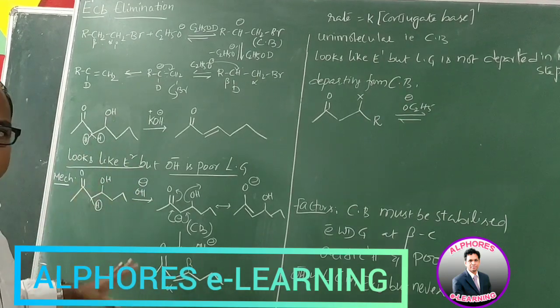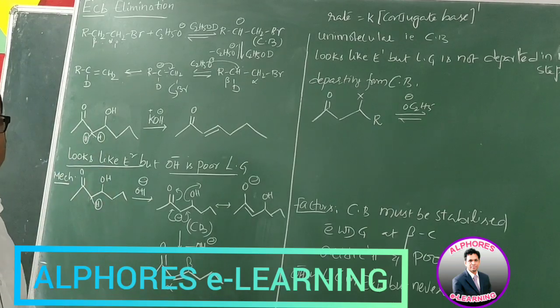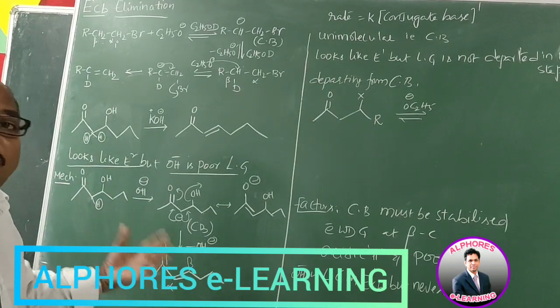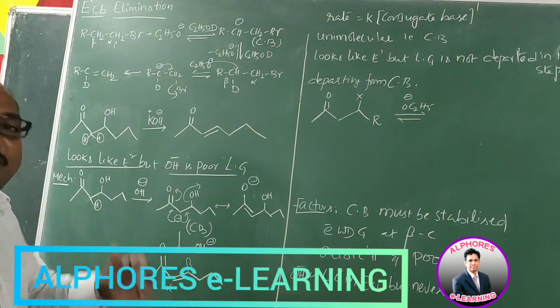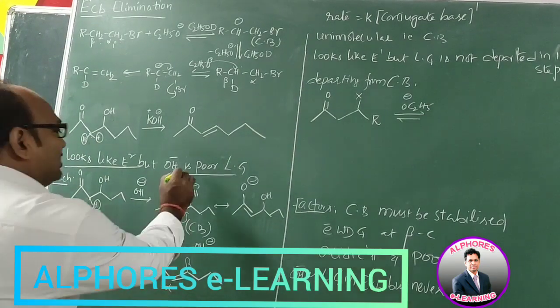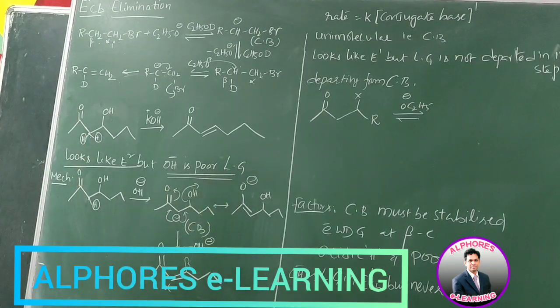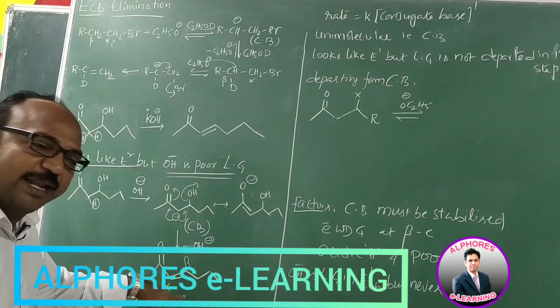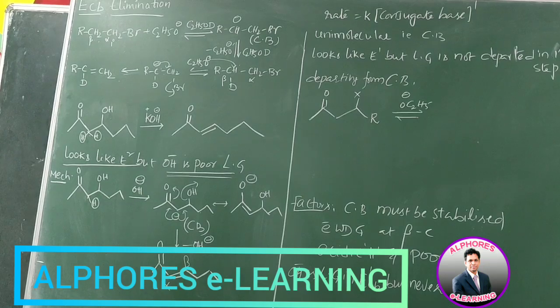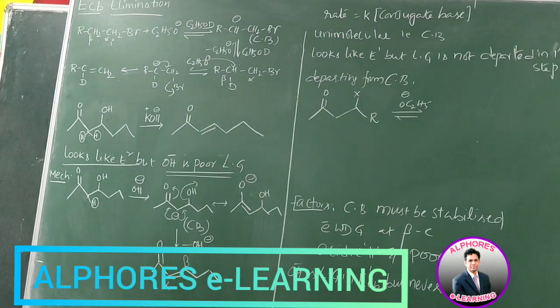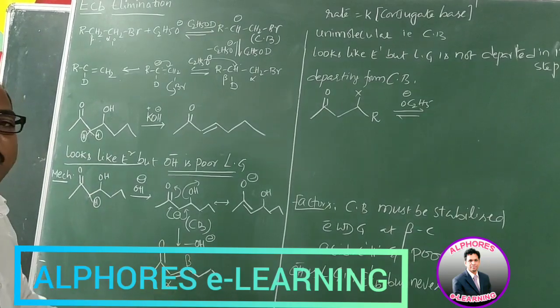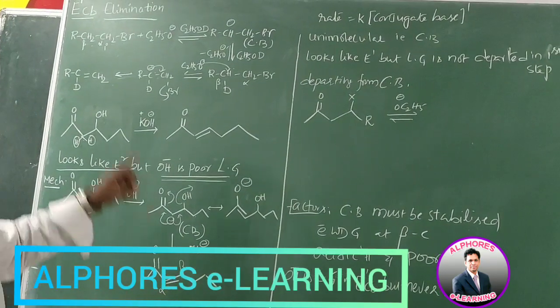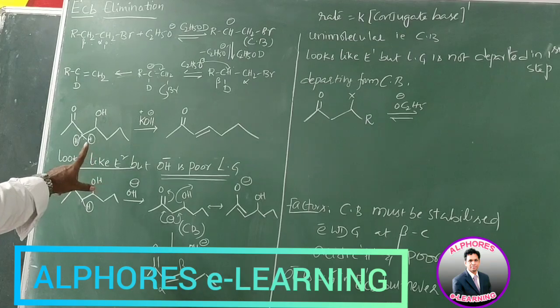So that will happen if the leaving group is a good leaving group. If the leaving group is a good leaving group, whatever you said is correct. But here you mentioned that OH minus is a poor leaving group. In such a case also you are getting this product. Even though the leaving group is a poor leaving group, we are getting this product. It means that it is not quite a regular E2 elimination.